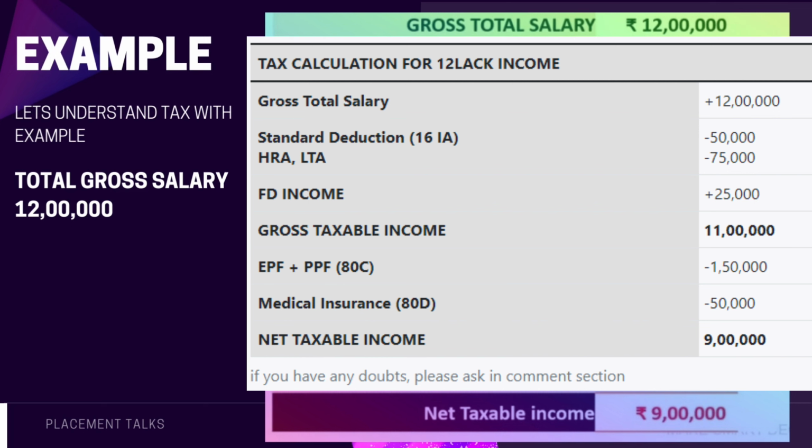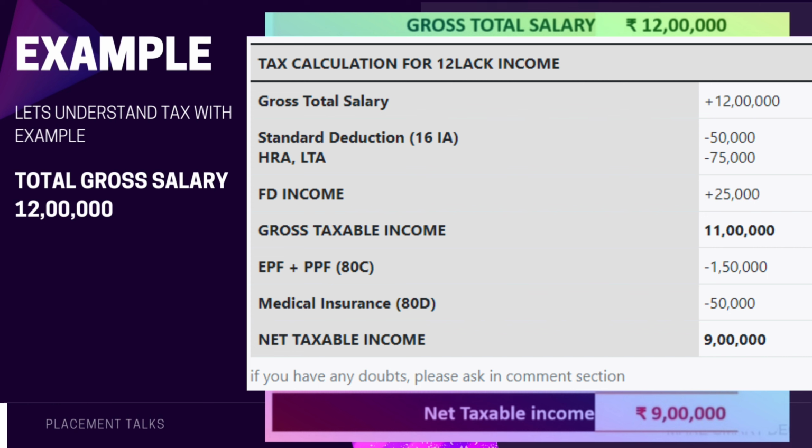Let us take another example. So the total gross salary will be 12 lakh rupees. Let us assume we have claimed the HRA exemption of 75,000 rupees, then the standard deduction of 50,000, and let us assume we have the income from bank deposit as 25,000. So the gross taxable income is 11 lakh rupees now.